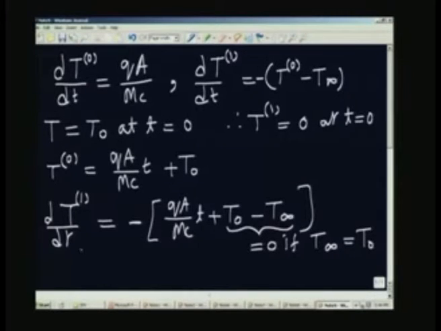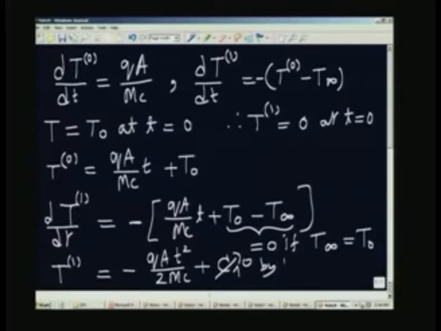So now I can integrate the second equation here. This will give you T1 is equal to minus qA t squared by 2mc plus a constant of integration, and because T1 equal to 0 at t equal to 0, plus c1 which is equal to 0 by the initial condition. Therefore, I can write the solution to the problem by adding these two terms.